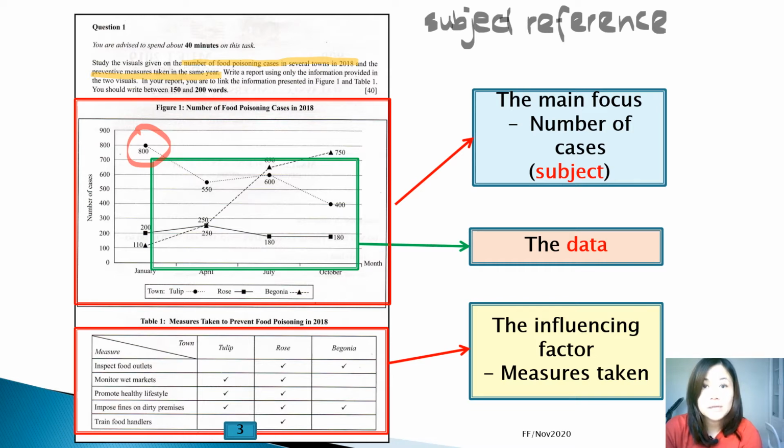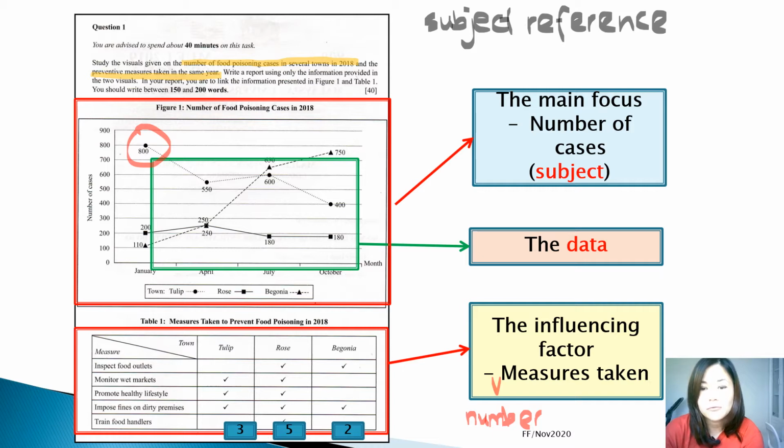You can see that for tulip, there are 3 measures taken. For rose, there are 5, and for begonia, there are 2. Well, when you are referring to number, instead of mentioning measures taken, like for example, there were 3 measures taken, you have to be very careful to add in the word number, because that is what you are referring to instead of the measure. So if you just say there were 5 measures taken, you are actually not making a correct one, because the word number is omitted.